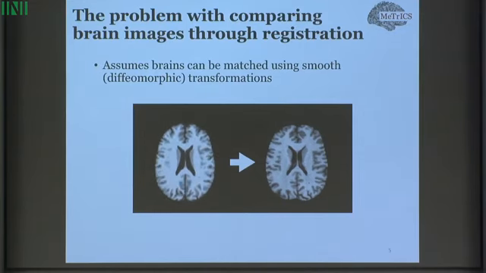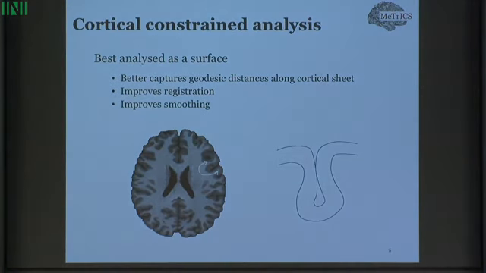Traditionally, what we use is image registration, so this is the process of smoothly deforming a brain image until it looks more like another image. But this process of smooth or diffeomorphic transformation does not allow breaking of topology, which then presents a problem with this known high degree of variability in the cortex. Partly for these reasons, it's becoming accepted that the best way to analyze cortical features is to do it through cortically constrained processing. This is because representing the cortex as a sheet allows us to better capture the true geodesic distances between regions.